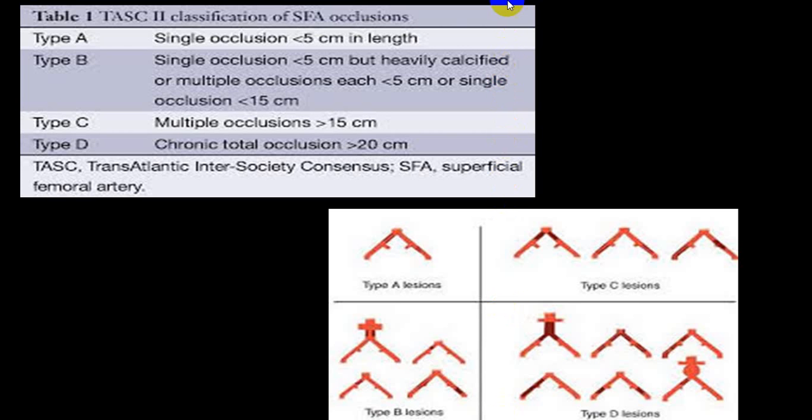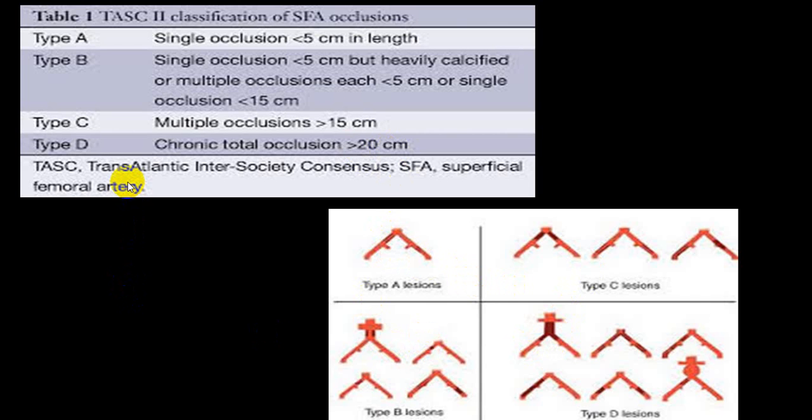There is another classification, called the SFA classification or TASC 2 classification. Type A is single occlusion less than 5 centimeter in length. Type B is single occlusion of 5 centimeter but heavily calcified, or multiple occlusions each of less than 5 centimeter, or single less than 15 centimeter. C is multiple occlusions of more than 15 centimeter. D is chronic total occlusion of more than 20 centimeter.